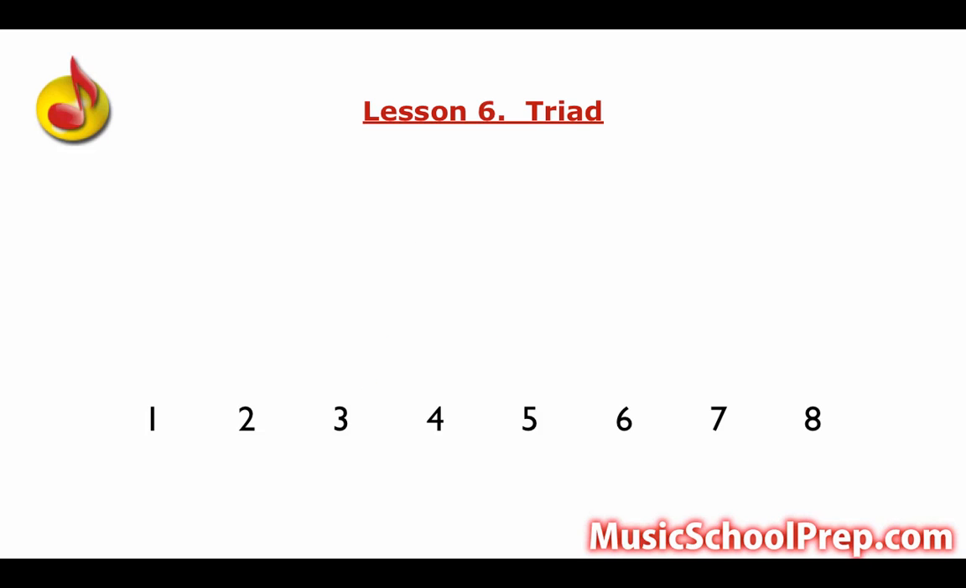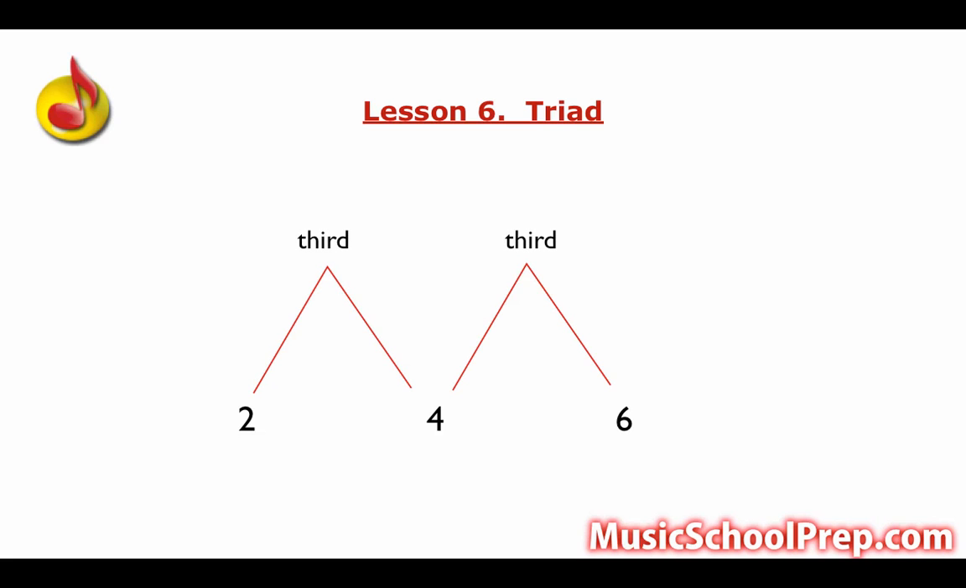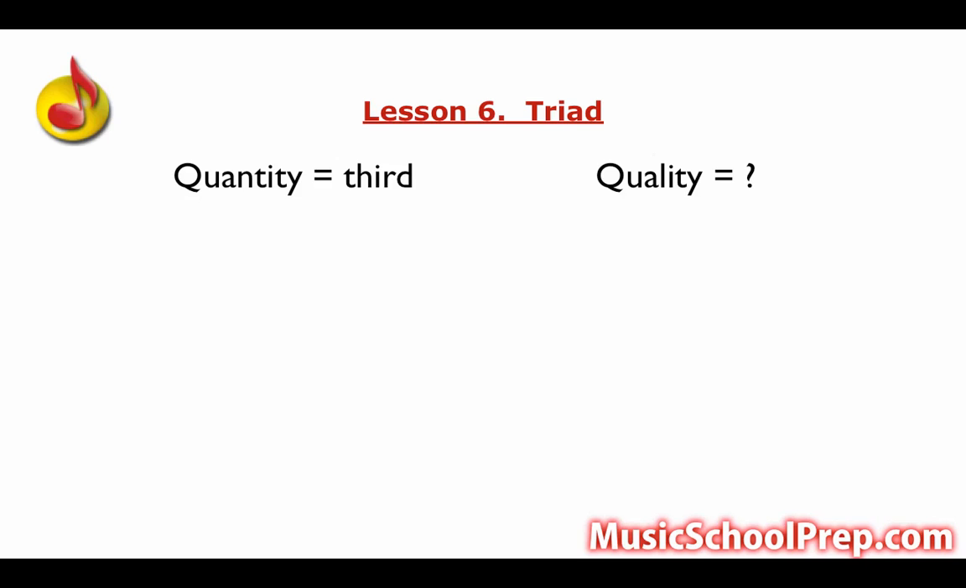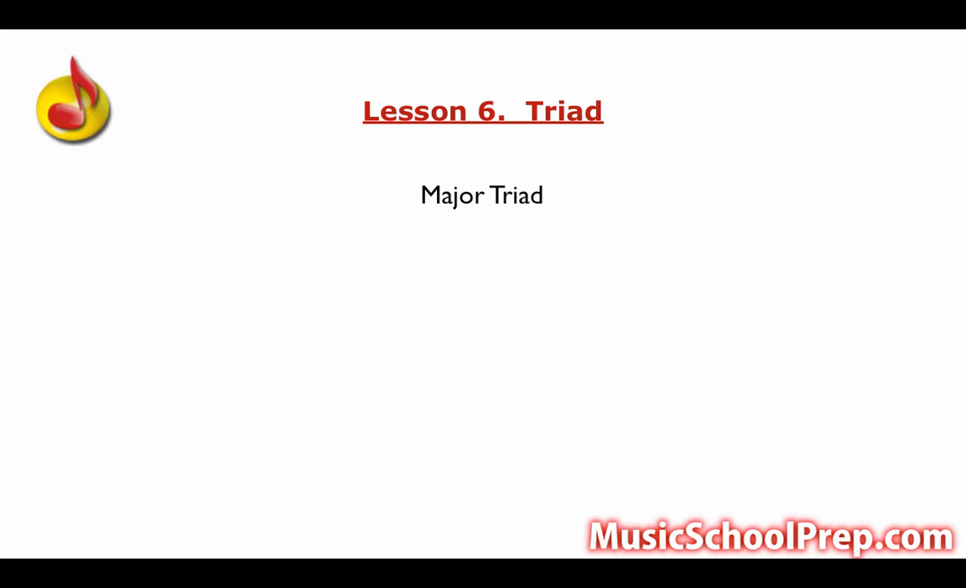Scale degrees 2, 4, and 6 would also make a triad, since the intervals between them are thirds. In a triad, the lowest sounding note is known as the root, and the notes that follow are referred to as the third and the fifth. Since we know the quantity we are working with is thirds, we are mostly concerned with the quality of these thirds. These thirds can be either major or minor. This results in having four different triads: the major triad, the minor triad, the diminished triad, and the augmented triad. We will be going over and listening to all of them now.